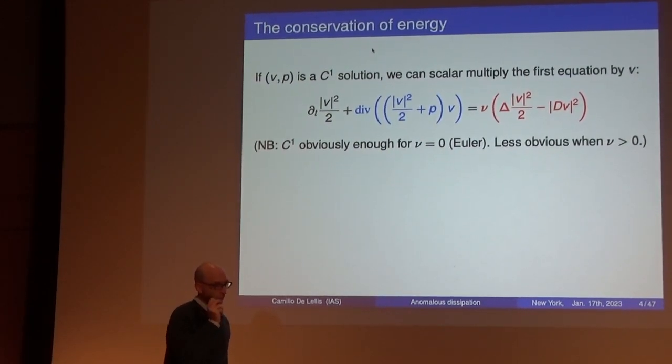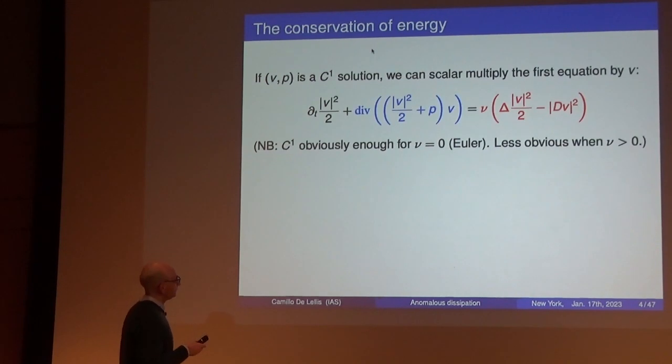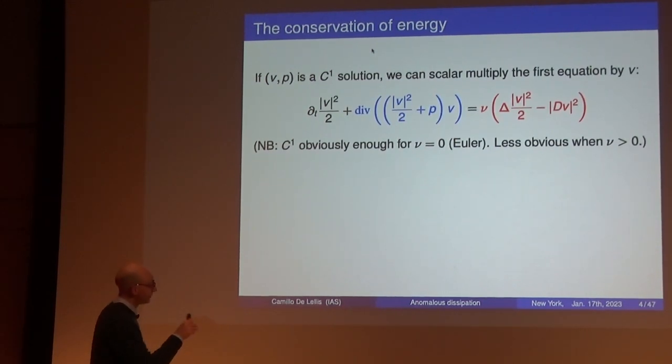If you get to Hölder below 1/3, so the Lipschitz is still okay? Yes, Lipschitz is still okay. And even below Lipschitz is still okay, which is a rather non-trivial theorem. But then at a certain point, it stops being true.